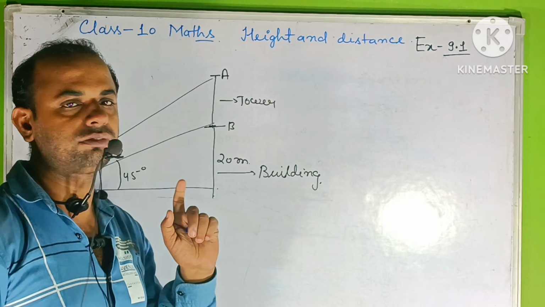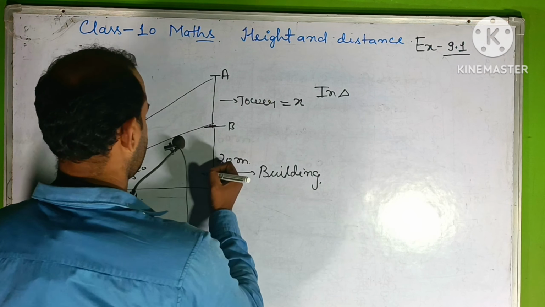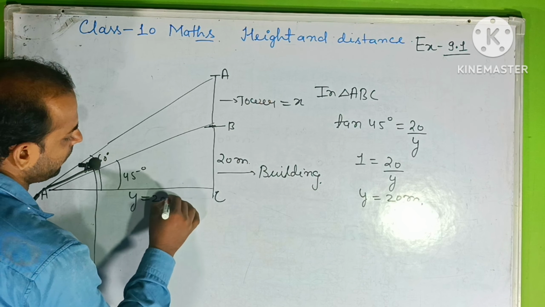So let us do it. Let the height of the tower be x, and this portion we will take as y. Firstly, we will use tan theta in the smaller triangle. So in triangle ABC, tan 45 degrees is equal to 20 upon y, perpendicular upon base. Tan 45 is 1, therefore y is equal to 20 meters. The base will come to 20 meters.